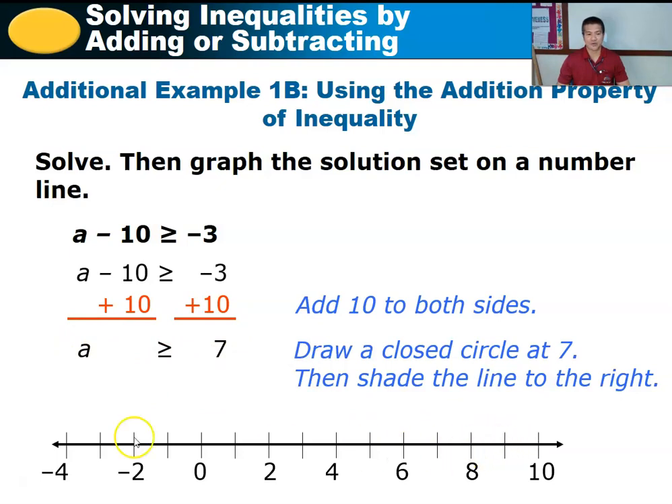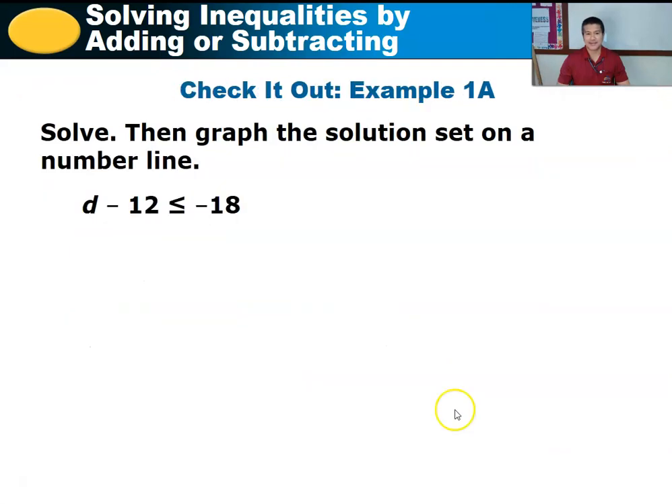When you graph, try to estimate or scale your graph. Here it will start from 7. So a is greater than or equal to 7, so it will start here and it is a filled circle, because it is greater than or equal. Therefore, you will have this graph.